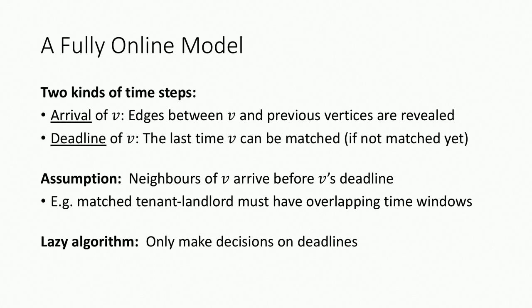So there's an underlying graph. The vertices come and go. There will be two kinds of time steps. The first kind will be the arrival of some vertex v, at which point the edges between v and the previously arrived vertices will be revealed to the algorithm. So notice that at this point, there might be some incident edges to v that are still unseen to the algorithm because they connect v to some vertices that have not arrived yet. Okay?